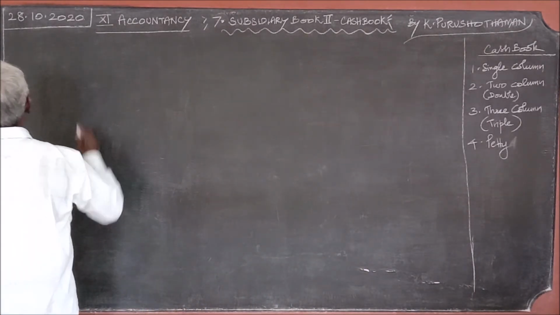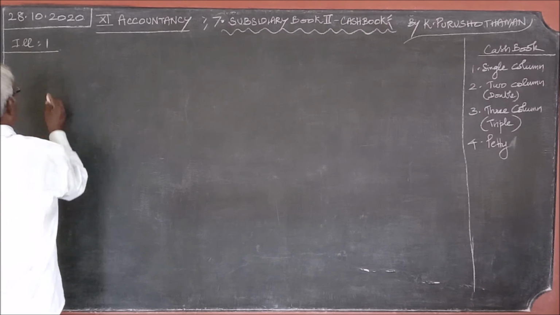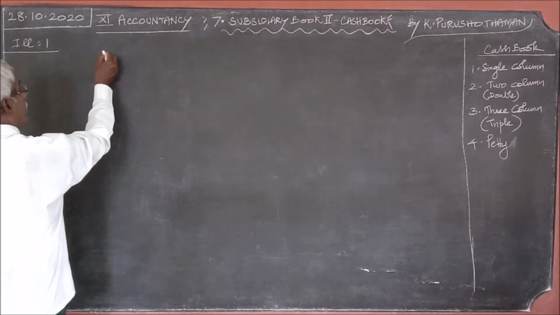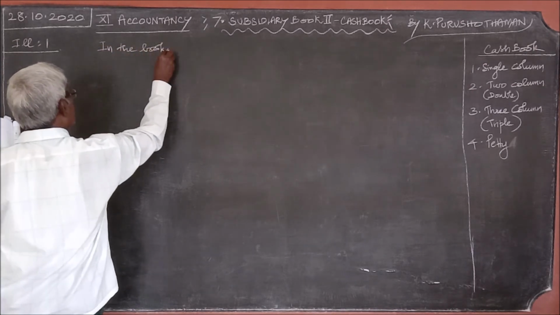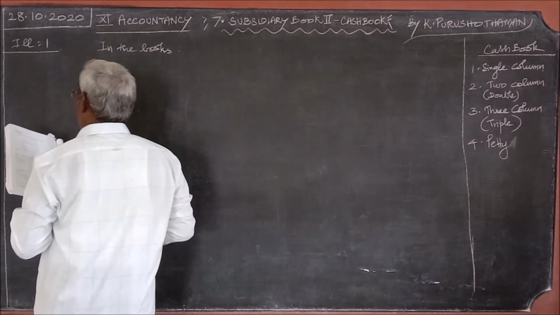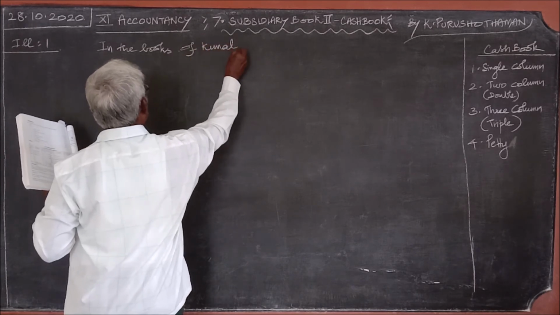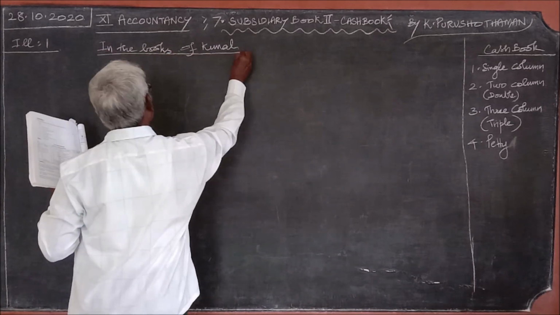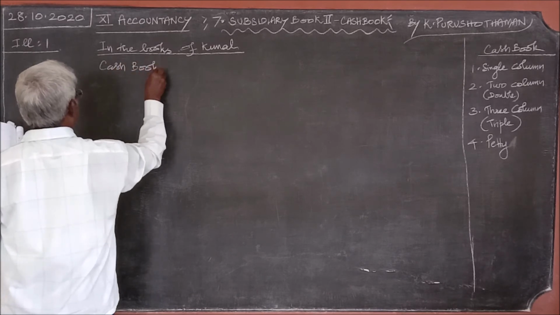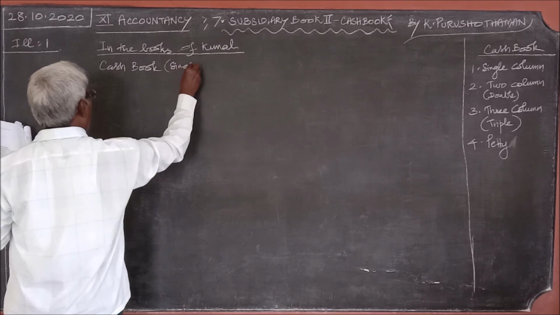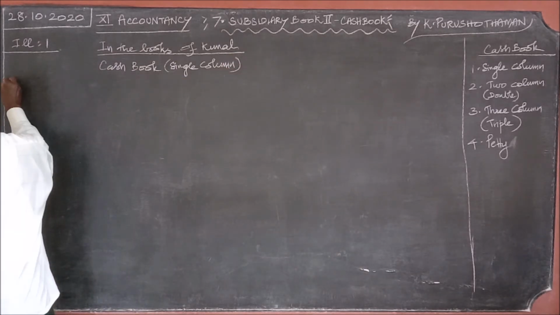And for this, we shall first take illustration 1. For illustration 1, what we should write, as usual, is compulsory: in the books of Kunal, single column cash book. Within brackets we can write single column.